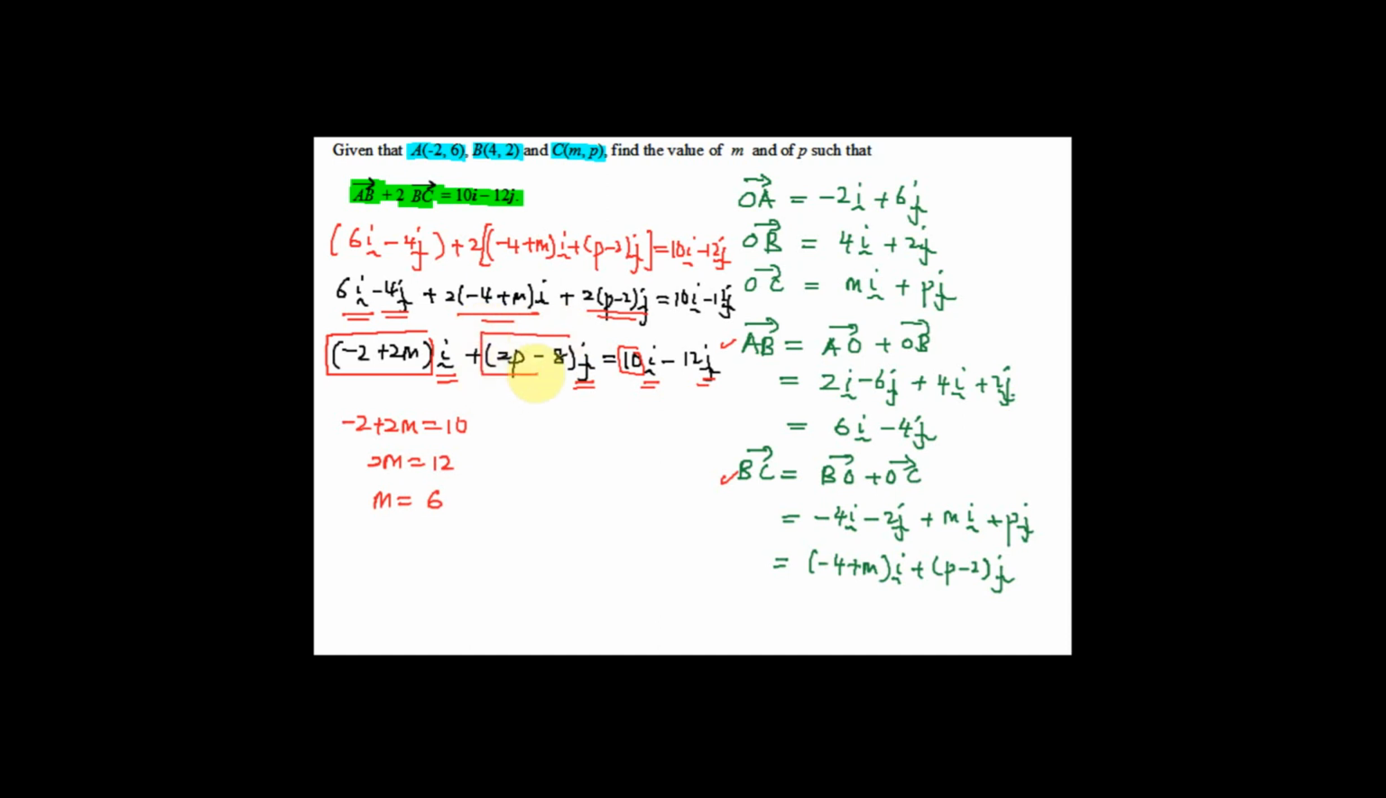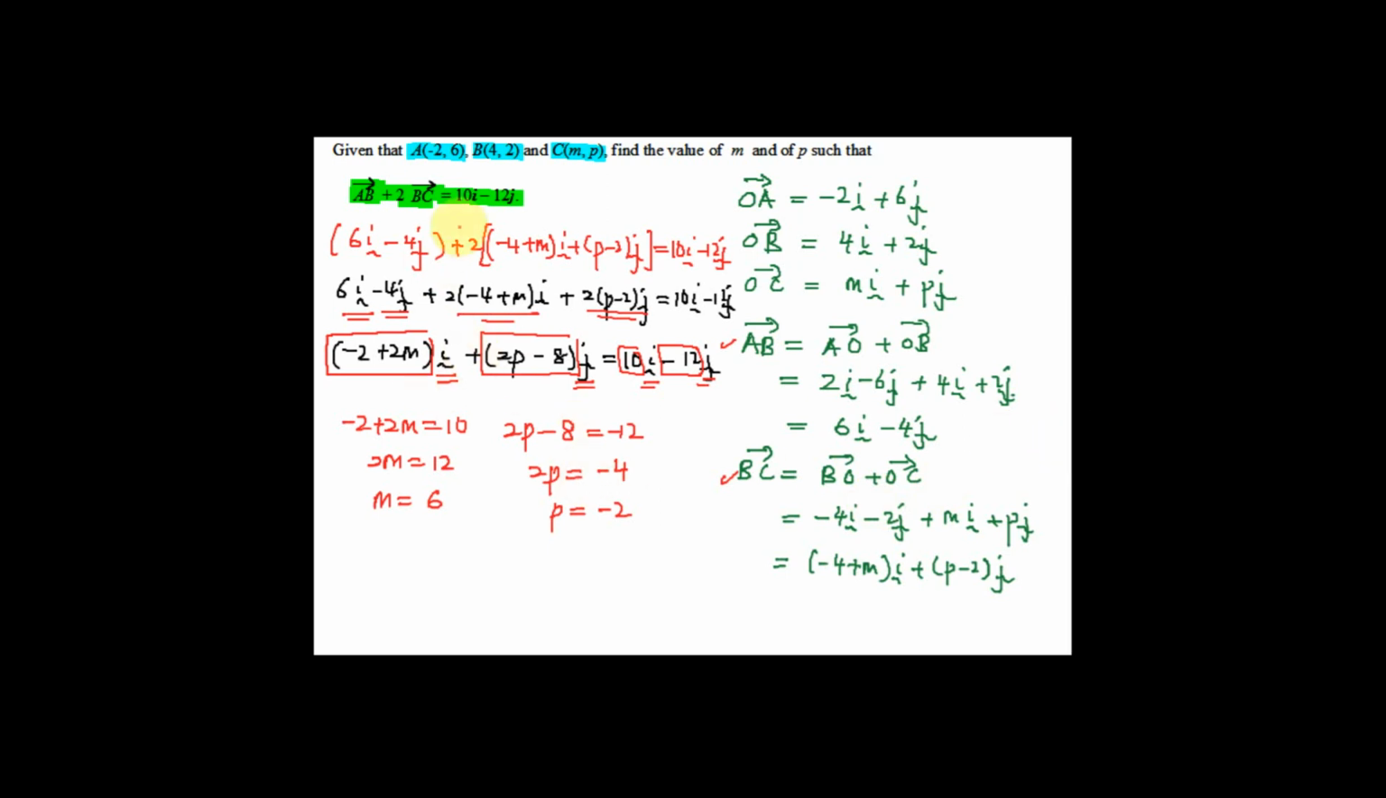Now for the j term, 2p minus 8 equals negative 12 here. So your 2p minus 8 equals negative 12. 2p equals negative 12 plus 8, which is negative 4. Therefore, your p is negative 4 divided by 2, which is negative 2.